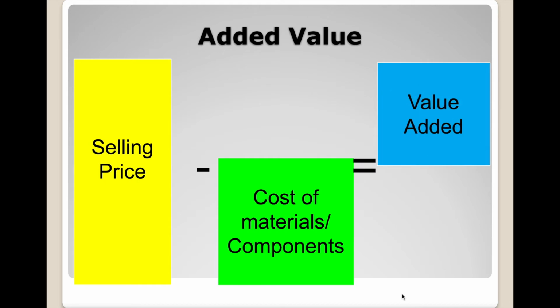This example will explain it: selling price minus cost of materials or components. The selling price of your product, minus the cost of the raw material and whatever cost you incurred while making that product, which is your cost of materials and components. When you buy everything, use machinery, and apply labor, everything is involved. The final figure is the selling price when you sell the product, and the difference between these two is the added value.